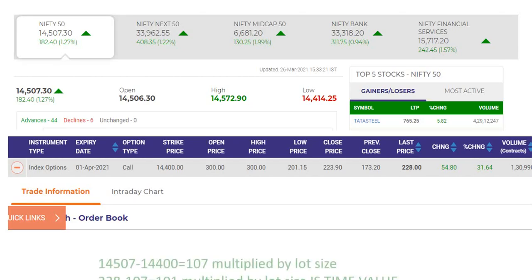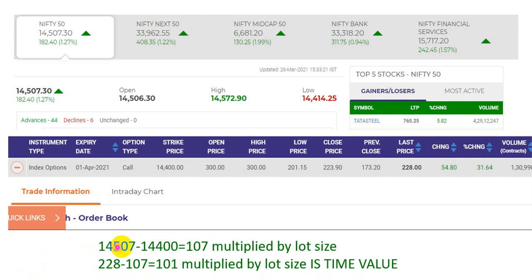Now how much is the time value here? With Nifty at 14,507, the ideal value is 107. How much are we paying? 228. Excess is 101. 101 into 75 is somewhere around 7,575. This value is the time value. What is the meaning of time value? They are giving an expiry date. By 1st April, you should cross 14,400.